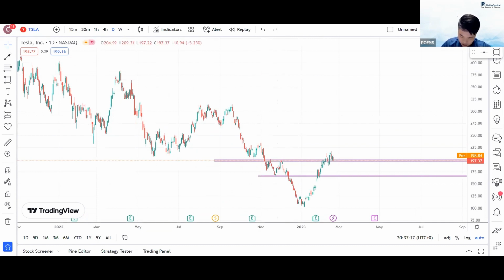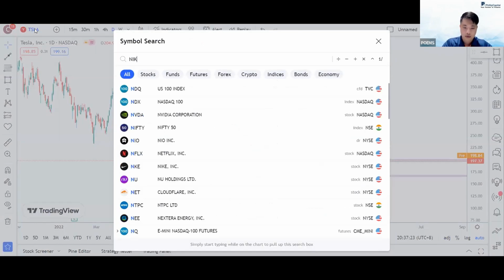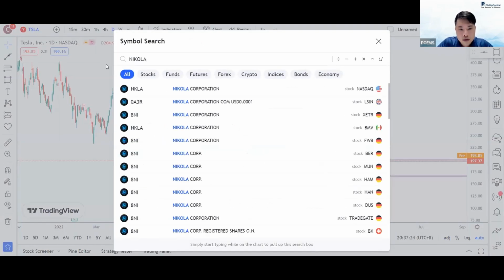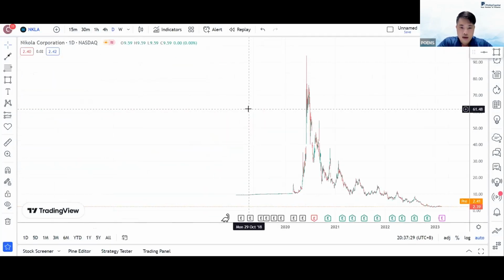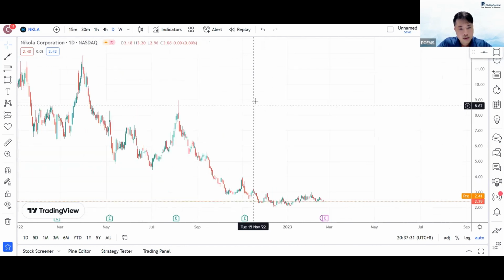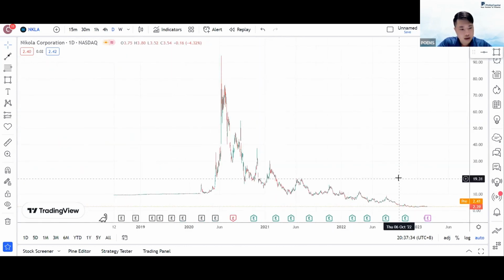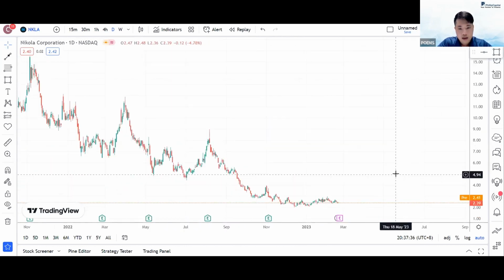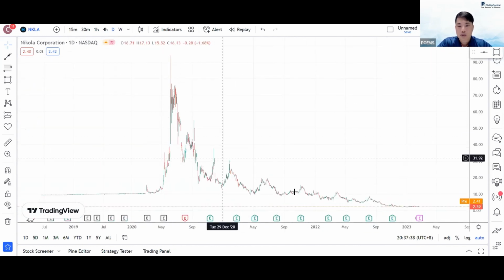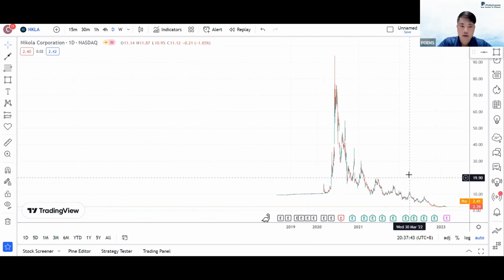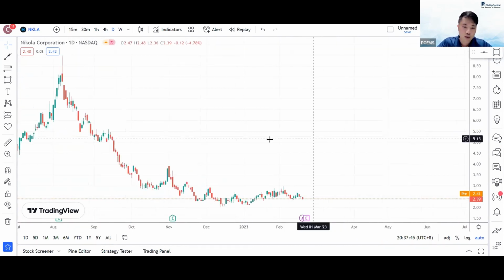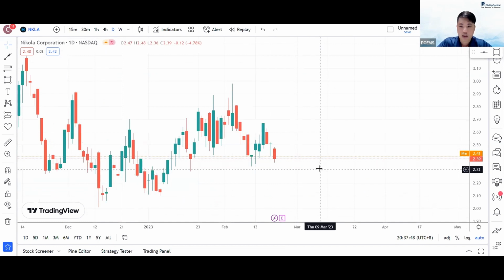So next one would be Nikola, Nikola Corporation. Personally, Nikola is a strong bearish trend. I'm not very familiar with Nikola, but usually when I look at such a price movement, I will just avoid this kind of counter altogether. But if you were to zoom in, of course the immediate level is somewhere around 2.3.